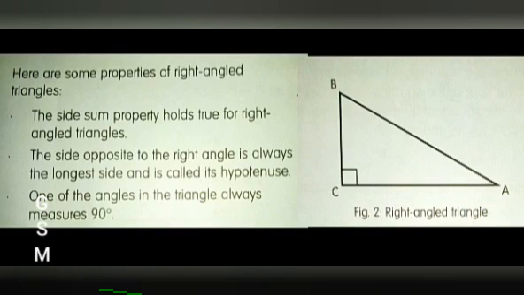Here are some properties of right angle triangles. The side sum property holds true for right angle triangles. The side opposite to the right angle is always the longest side and is called its hypotenuse. One of the angles in the triangle always measures 90 degree.